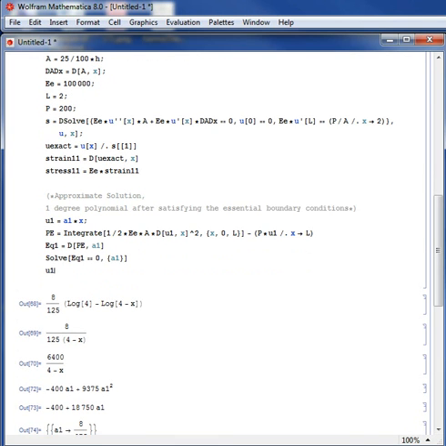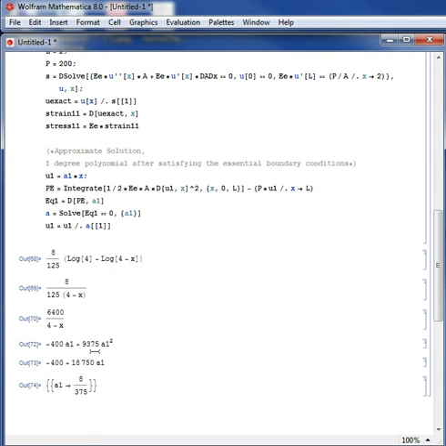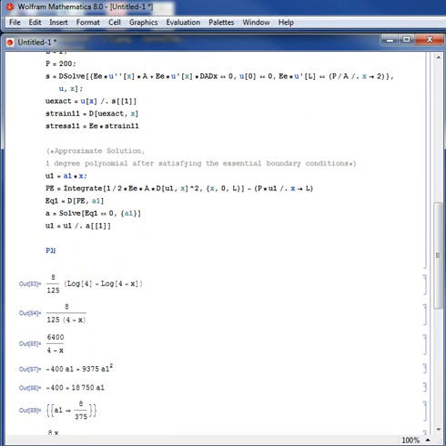So U1, this is the approximate solution. Let's just call this A. Now replace A1 with 8 over 375. Shift enter. And you get 86 over 375. Let's compare the two solutions. Let's plot U1 and U exact when x changes from 0 to L.